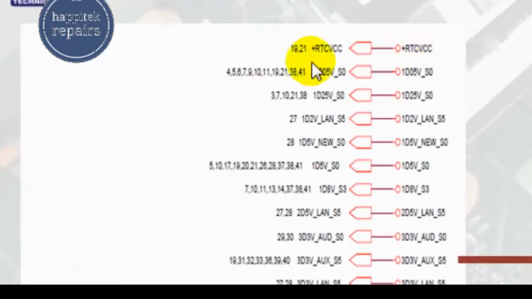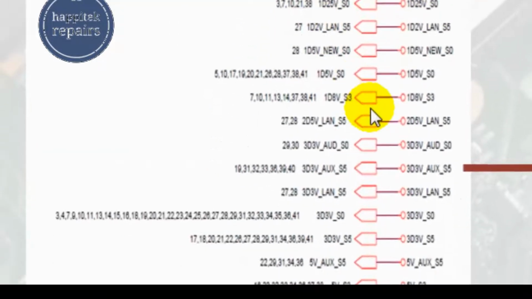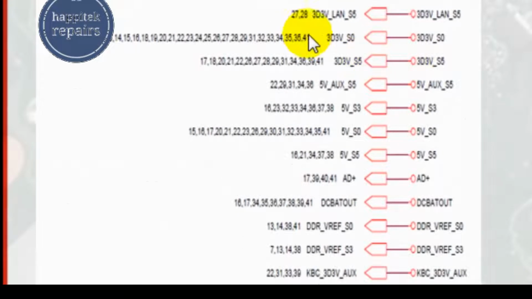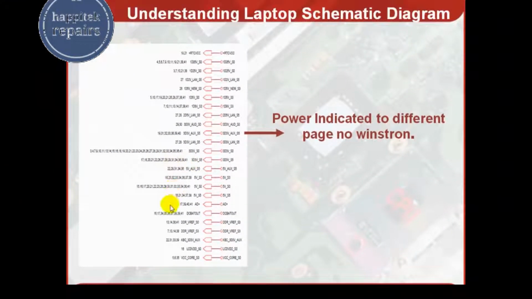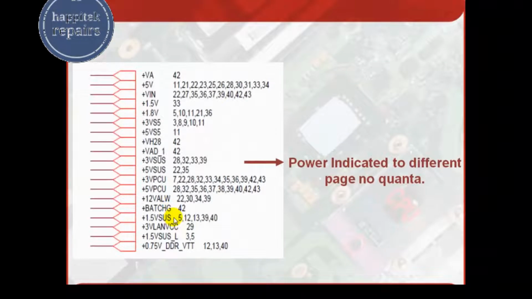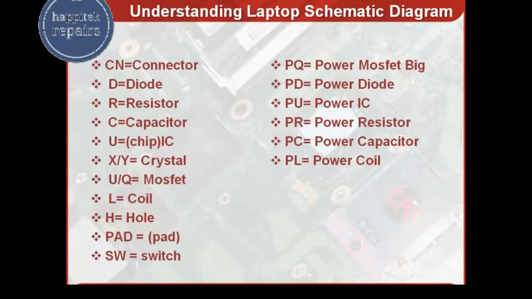Suppose RTC VCC is going on this page, this is going on this page. All these different voltages indicate on which page they go. Mainly you can see 3.3V S0 is going to all the ICs. This is the IC indicated on the page. And this is also another symbol, where V1.5, 3.5, 3V PCU is supplying, that is showing. Understanding laptop schematic diagram.